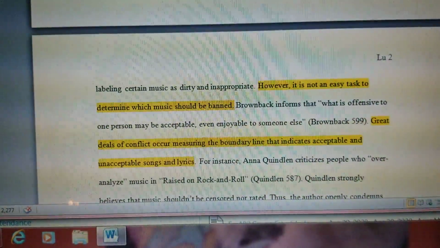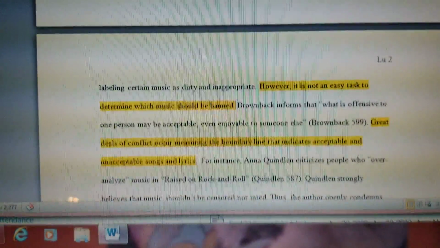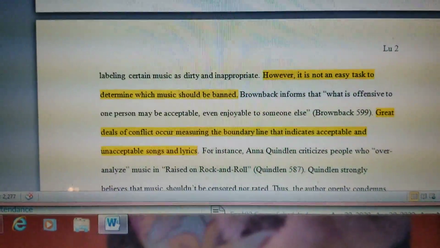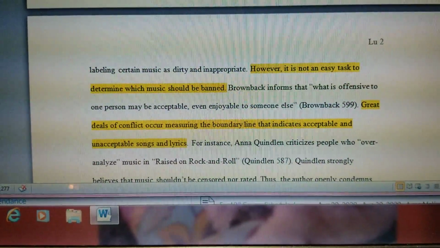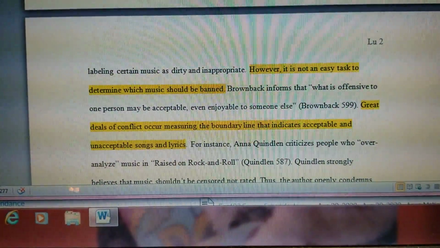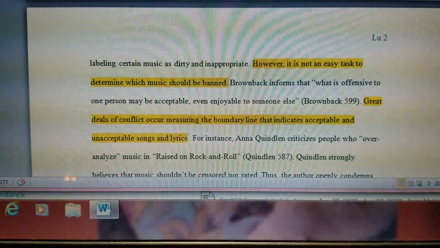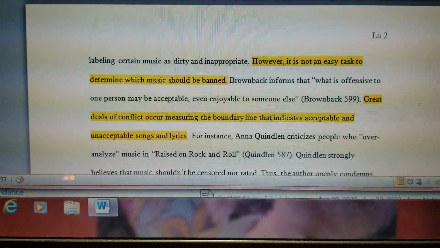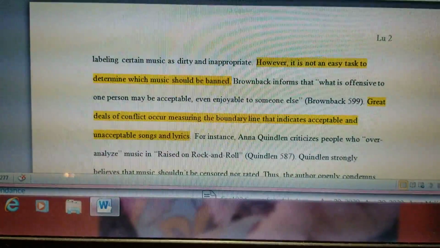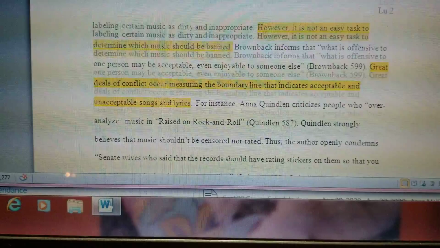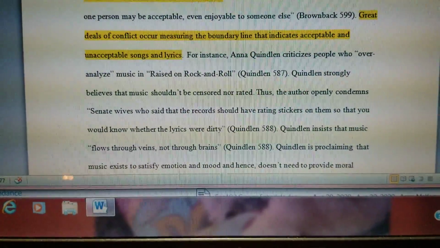Now what she does is she turns to the task at hand, which is, what do you do about this negativity in music? It is not an easy task to determine which music should be banned. And Brownback talks about great deals of conflict occur measuring the boundary line that indicates acceptable and unacceptable songs and lyrics. They bring up Anna Quindlen, and that is the basis of Anna Quindlen's article.